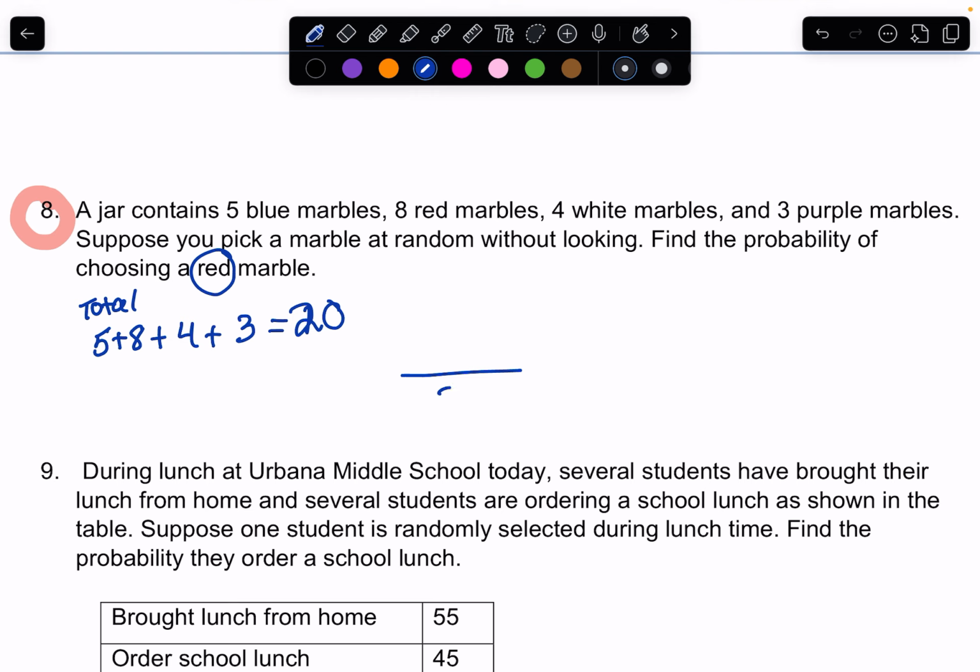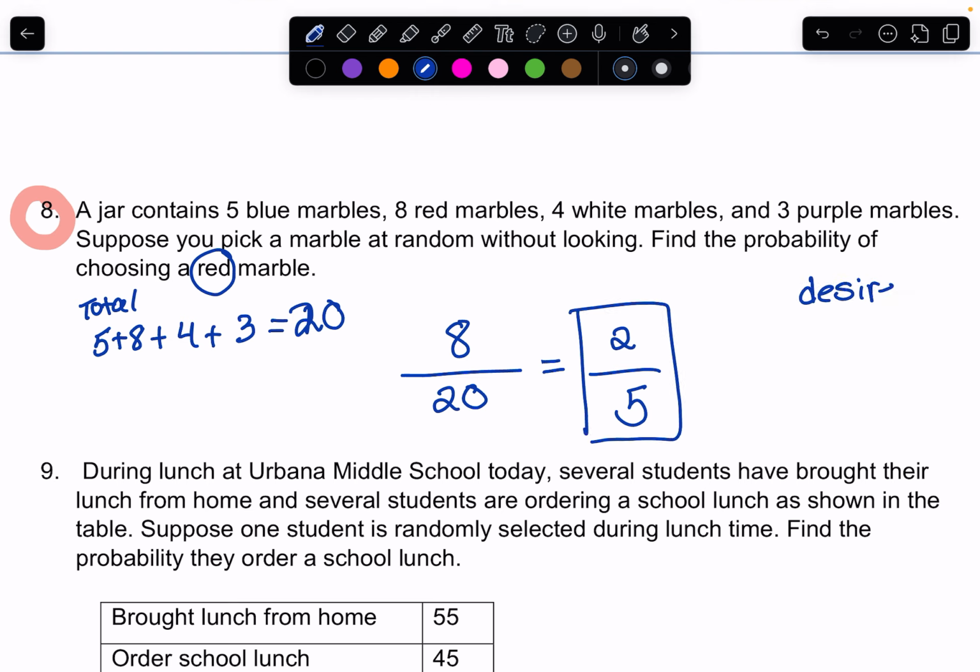So of those 20 marbles, you want to know how many are red. Well, there are 8 red marbles. Now, if this is a multiple choice question, it might not write 8 over 20. It might give it to you simplified, in which case you do 8 over 20, which gives me 2/5. So you do the number of desired over the total. The extra step is that you might have to add up your possibilities in order to find the total.